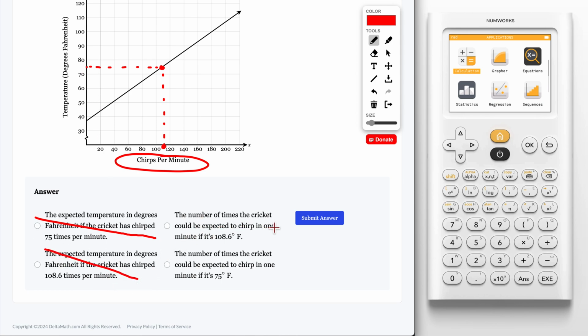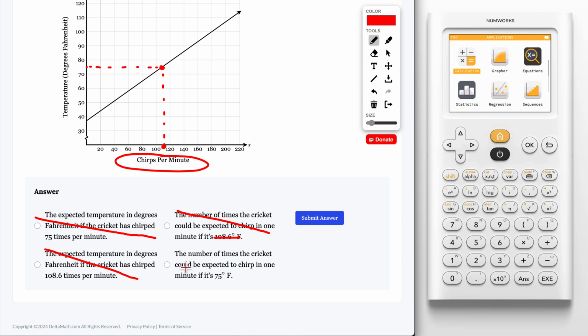The number of times the cricket could be expected to chirp in 1 minute if it is 108.6 degrees Fahrenheit. So chirps per minute is our 108. The number of times the cricket could be expected to chirp if it is 108 degrees Fahrenheit. So this is 75 degrees Fahrenheit, not 108. So this one is also wrong.